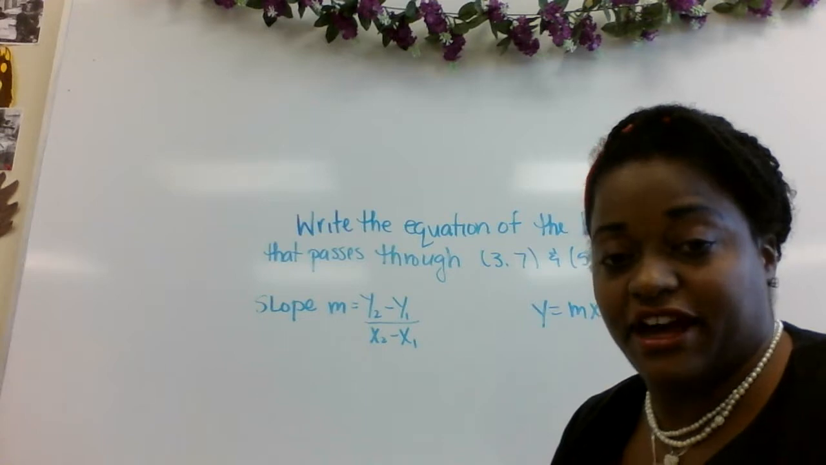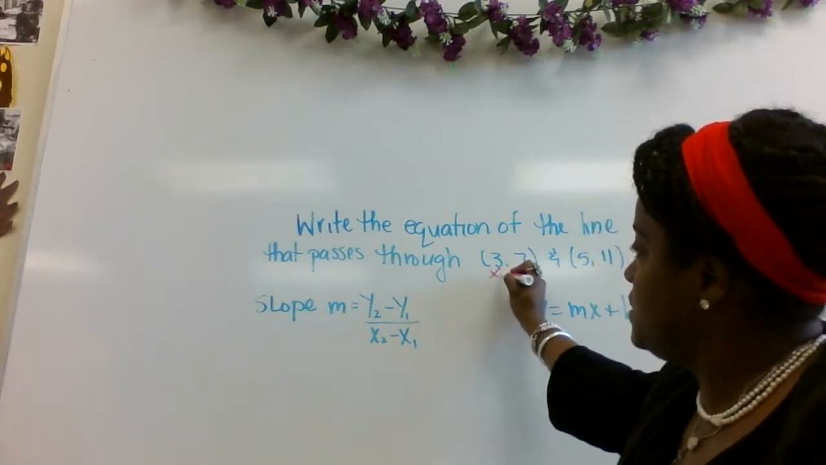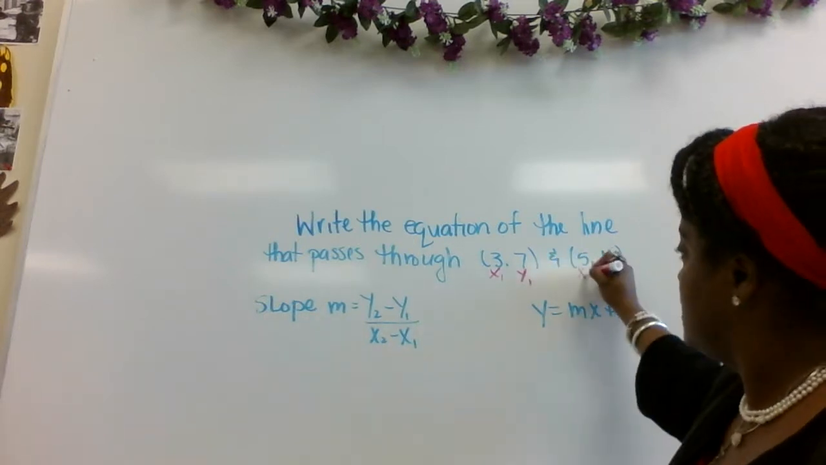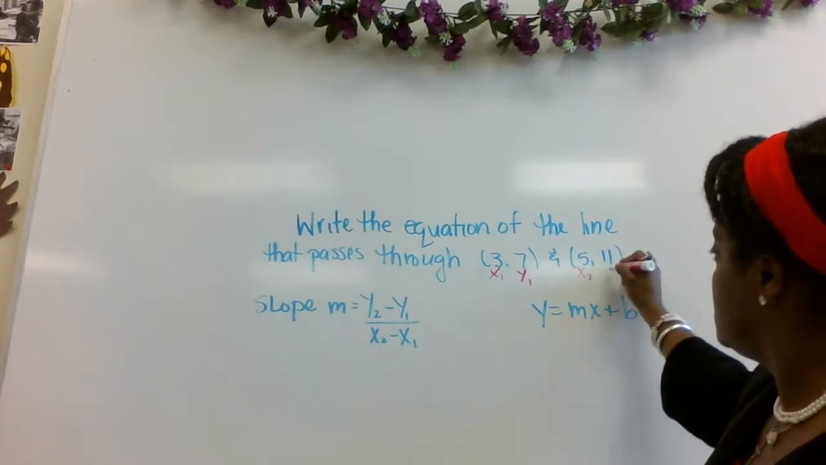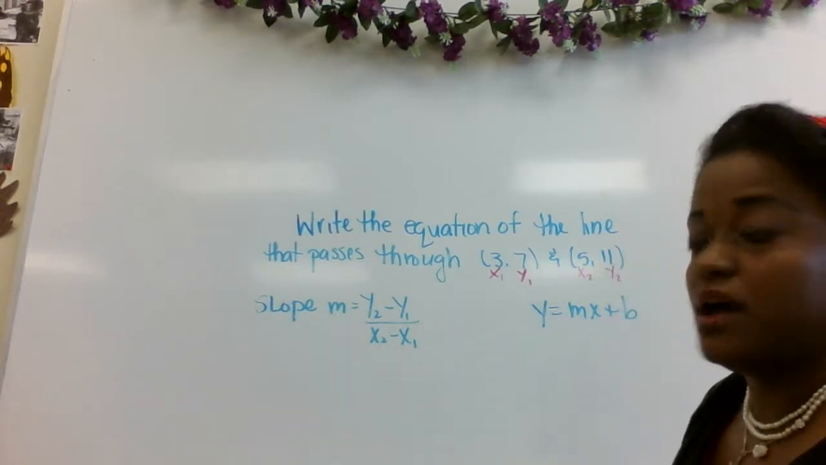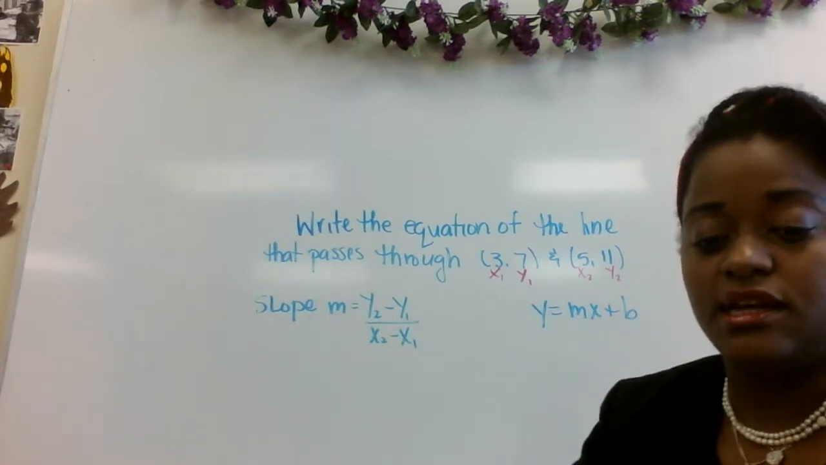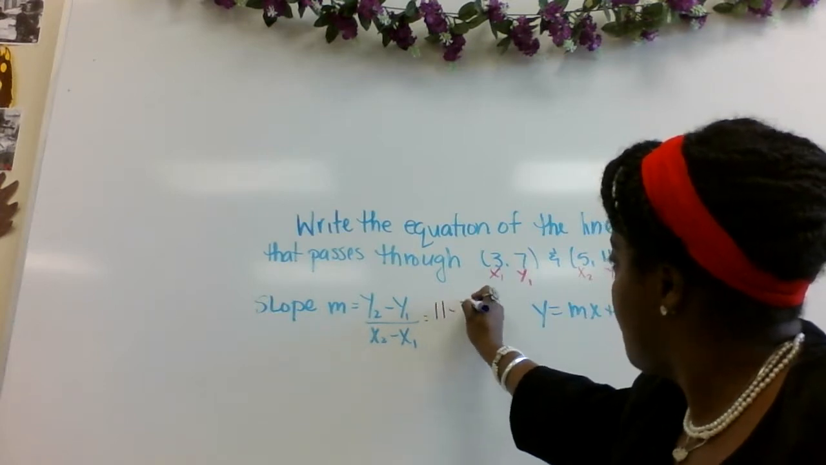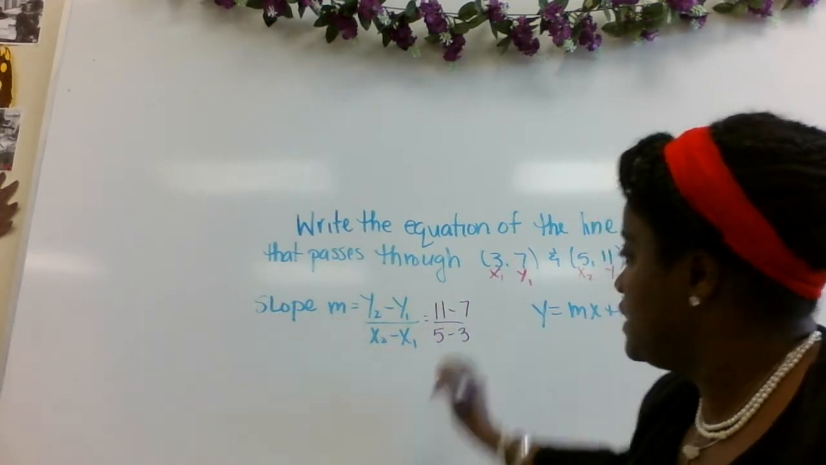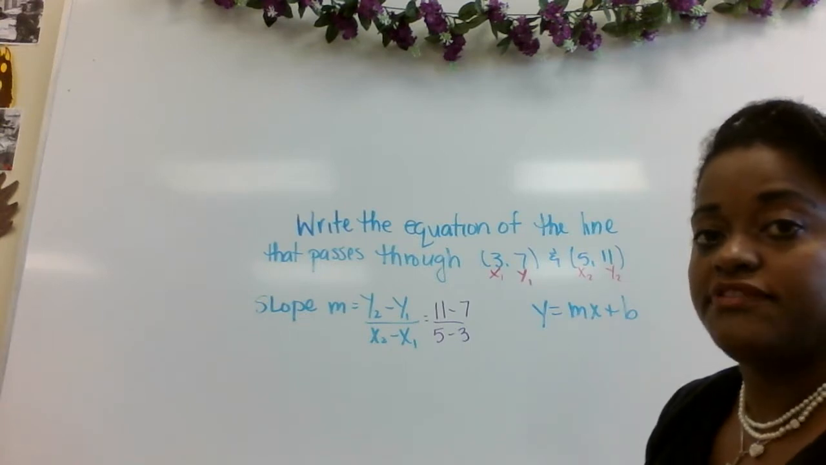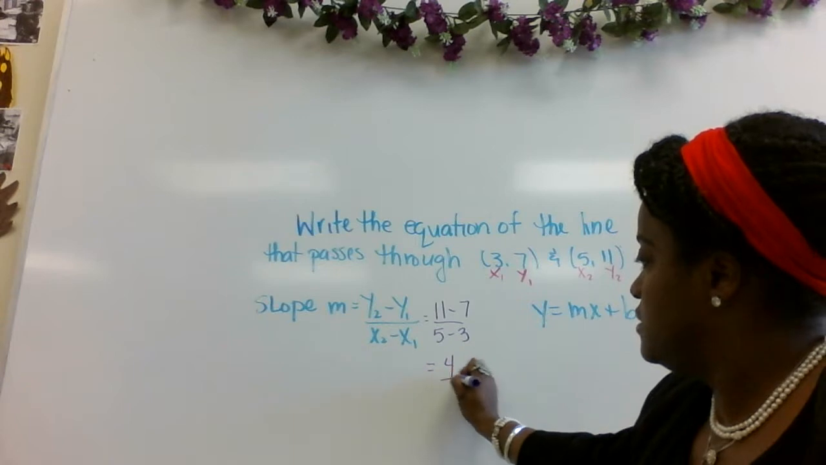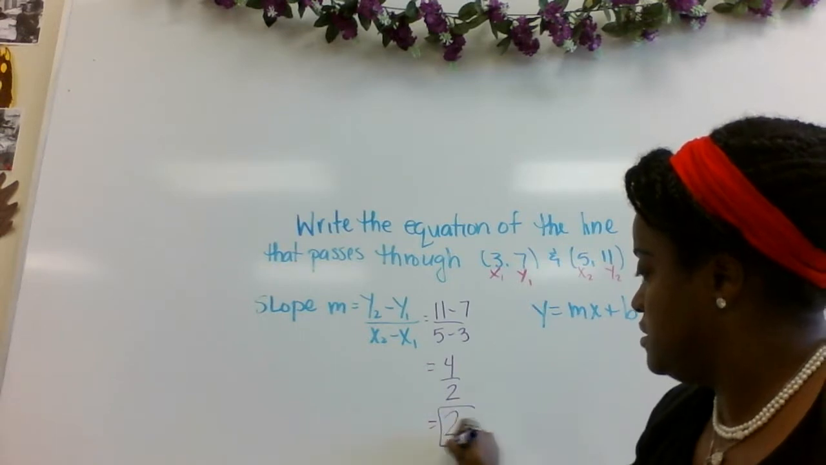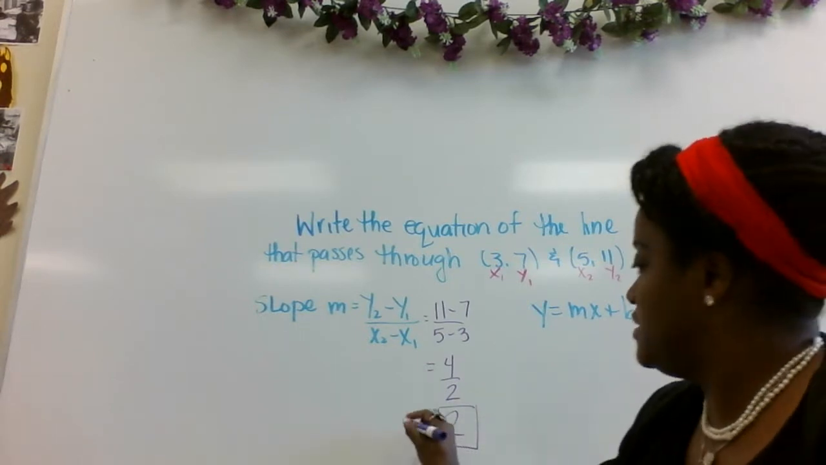Okay, let's identify some things. This 3 will be my x1, that 7 will be my y1, 5 is my x2, 11 is my y2. Let's plug those numbers in for that formula. I'm going to use purple for slope. We get (11 minus 7) over (5 minus 3), which equals 4 over 2, and that reduces to 2. Okay, so that's your m.